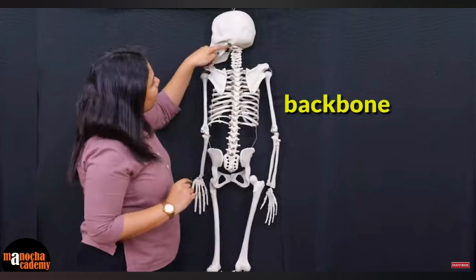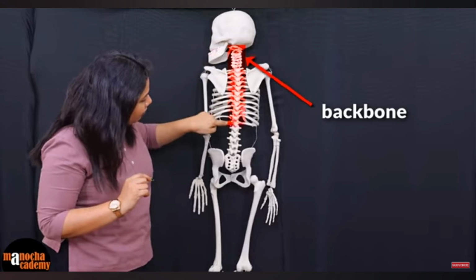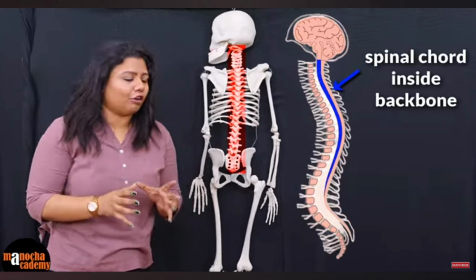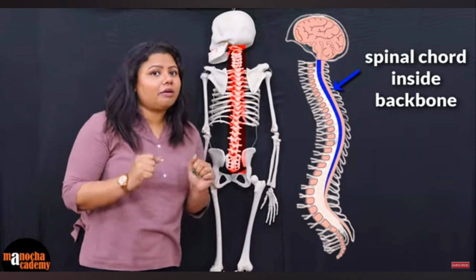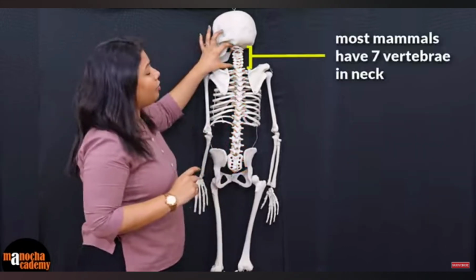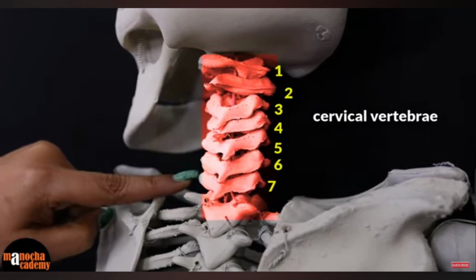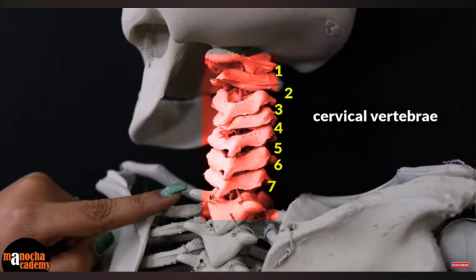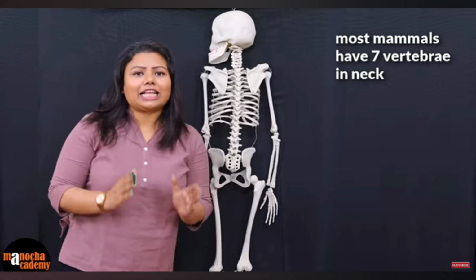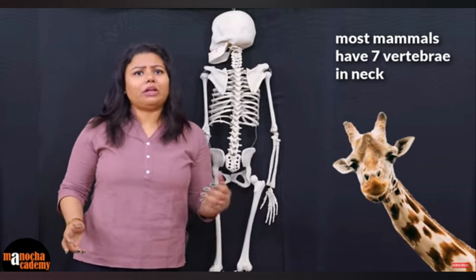Now I have turned him around so that you can see the backbone. As you can see, just where the cranium ends, the vertebrae start. And these are the vertebrae that form the entire backbone, inside which the spinal cord is safely lodged. Now, if you look at a mammalian vertebral column, you will see that the neck region is formed of 7 vertebrae. 1, 2, 3, 4, 5, 6, 7. And these are known as the 7 cervical vertebrae. Please remember that if it is a mammal, it has to have 7 cervical vertebrae. Doesn't matter if it's a giraffe or a human being or a rat.